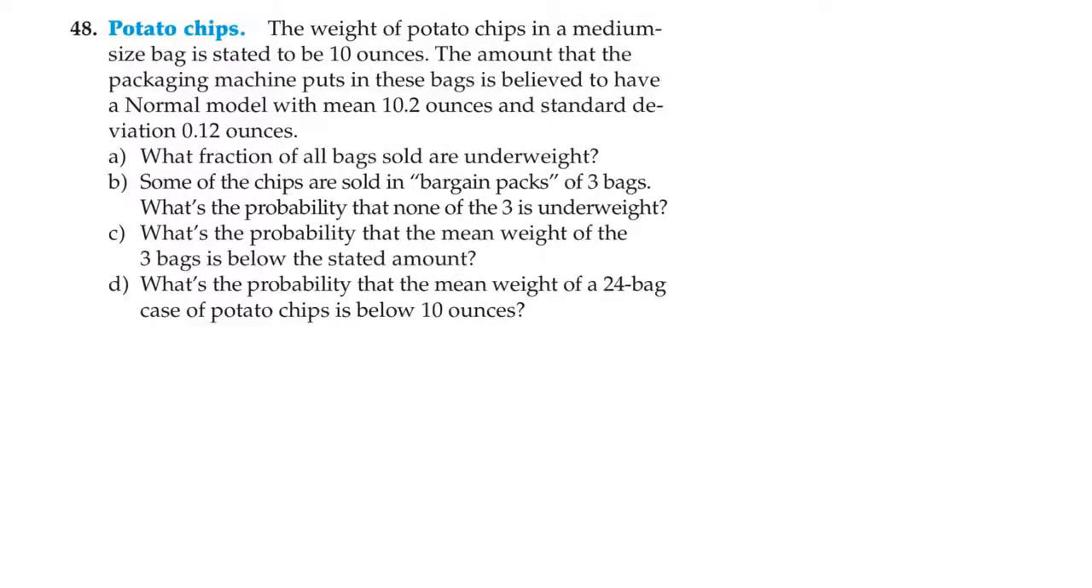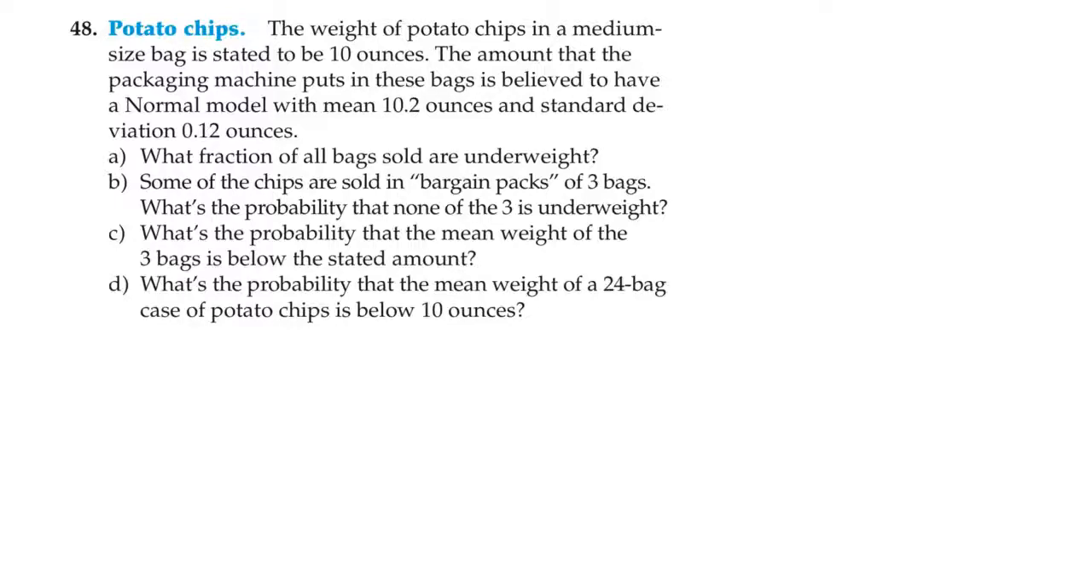In question 48, you are looking at a scenario where they produce potato chip bags. They tell us the bag states that it's 10 ounces. They tell you that the weights are approximately normally distributed, with an average of 10.2 ounces in each bag and a standard deviation of 0.12 ounces. Now, this would be if I were to select one random bag from the whole population.